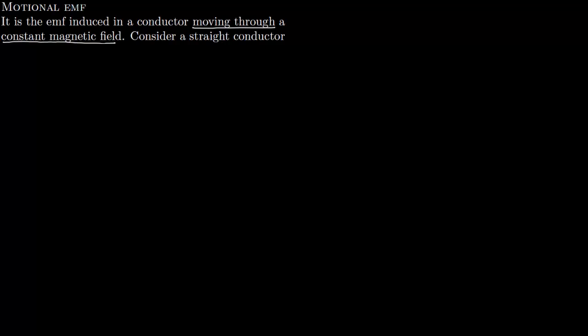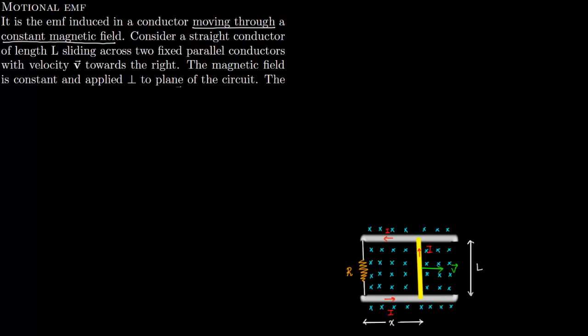Consider a straight conductor of length L sliding across two fixed parallel conductors. This is the figure. This is the straight conductor of length L, as you can see, and it is sliding across these two parallel conductors with velocity v. The magnetic field is constant and is applied perpendicular to the plane of the circuit. You see the magnetic field is going into the screen.